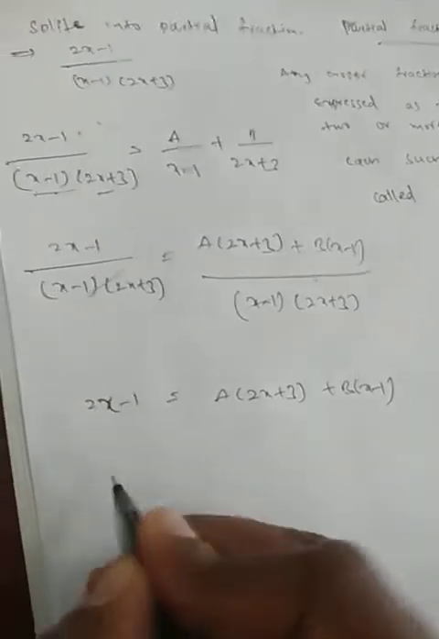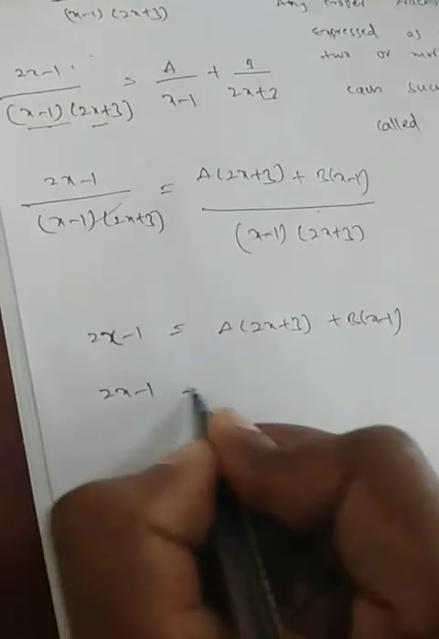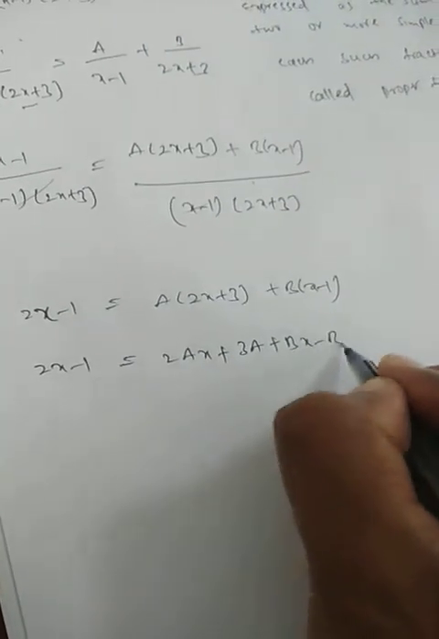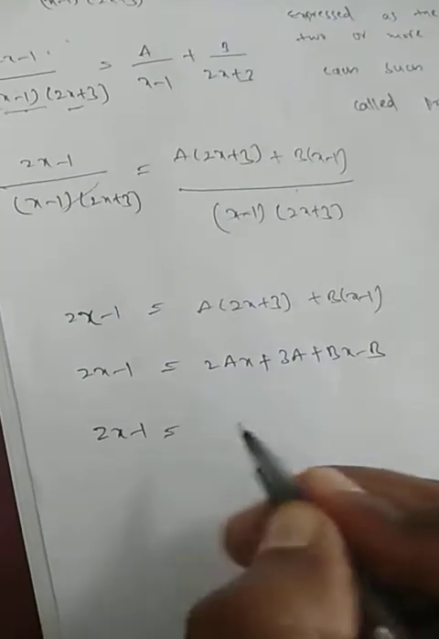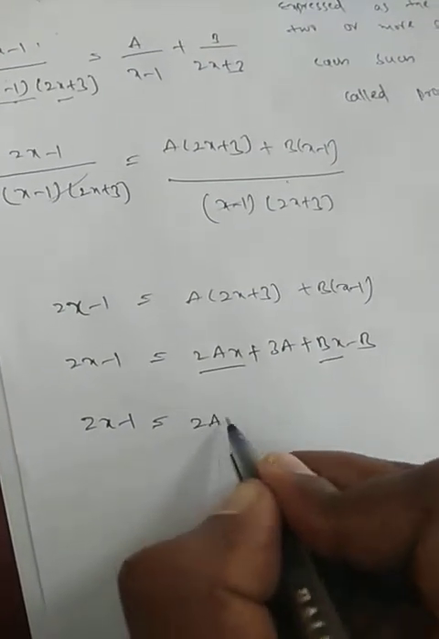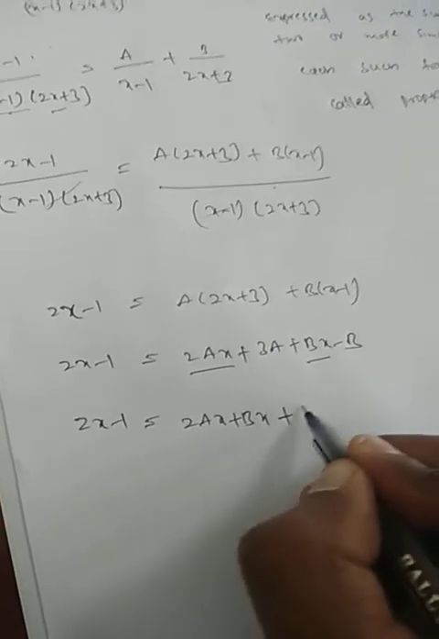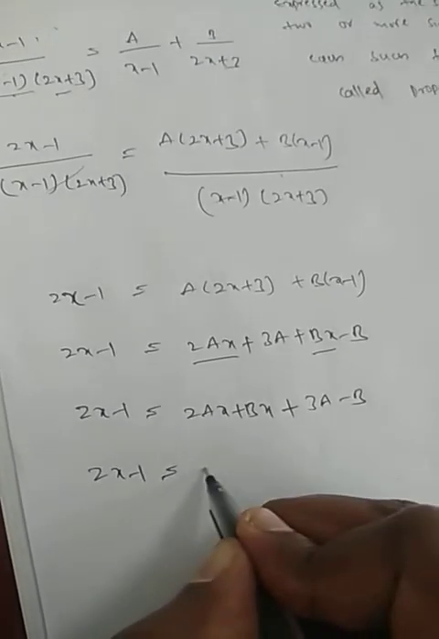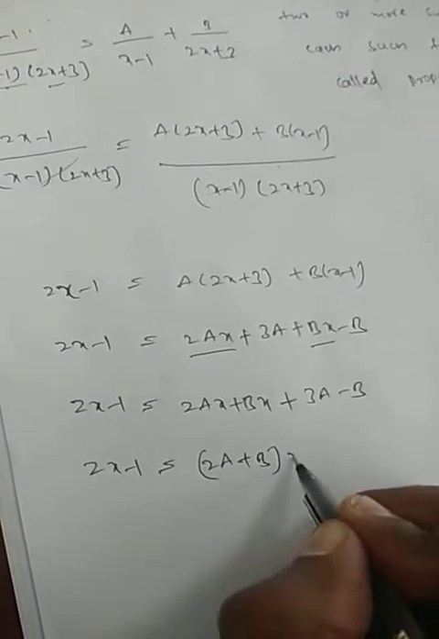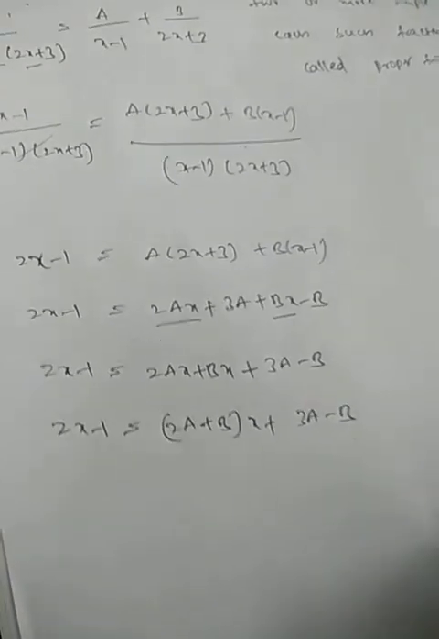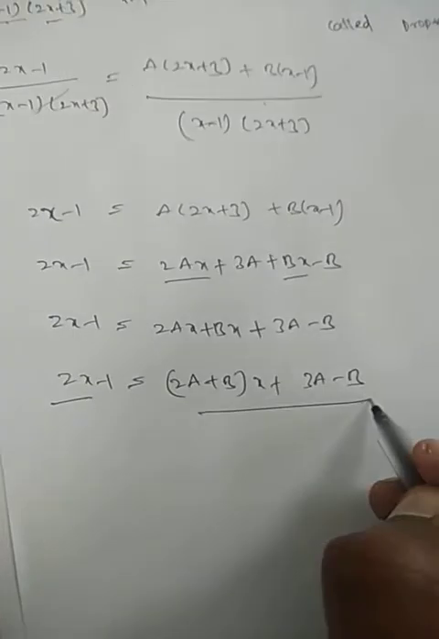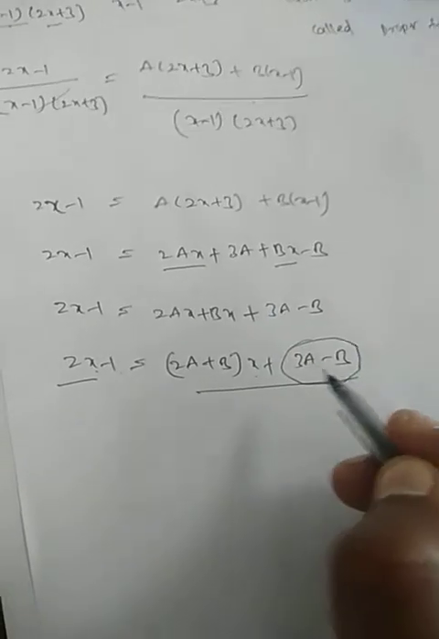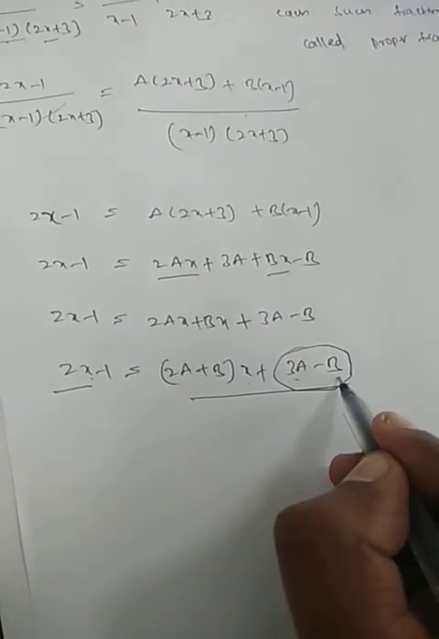In two ways I can tell this. Now this can be given as 2x minus 1 is equal to 2ax plus 3a plus bx minus b. So 2x minus 1 is equal to 2a plus b into x plus 3a minus b. Don't be confused with this. This is an expression and this is also an expression. Here we have x, here we have x, and here we have minus 1, here we have 3a minus b, the term independent of the variable. a, b are constant values only.